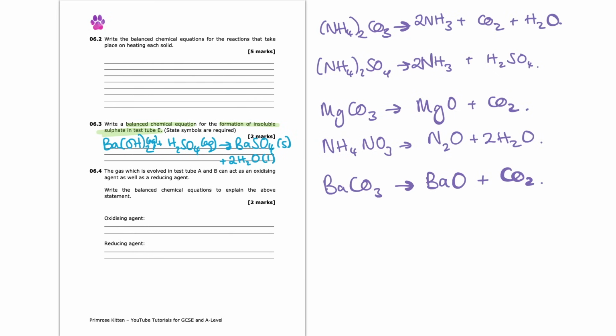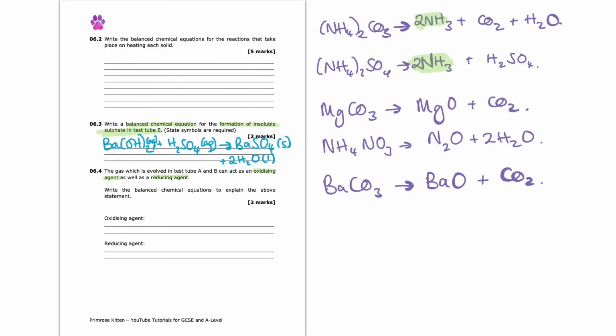So this question here is a real stretch question, okay? First thing that we need to notice is, well, what is this gas that is evolved in both test tube A and B? And that is going to be ammonia. So what they're saying here is that ammonia can act as an oxidising agent and a reducing agent. And we just need to come up with some examples of when that might happen.